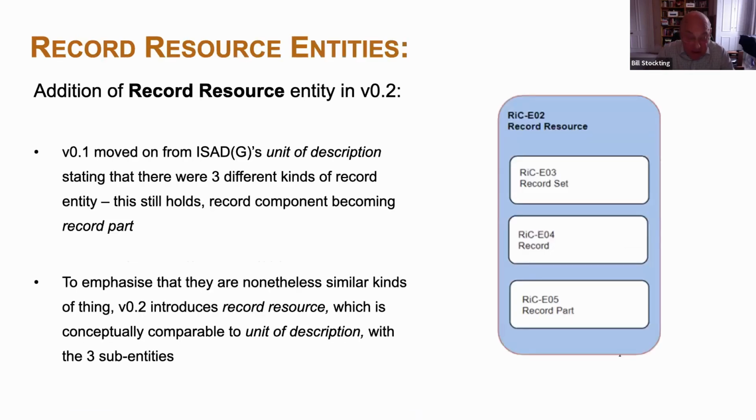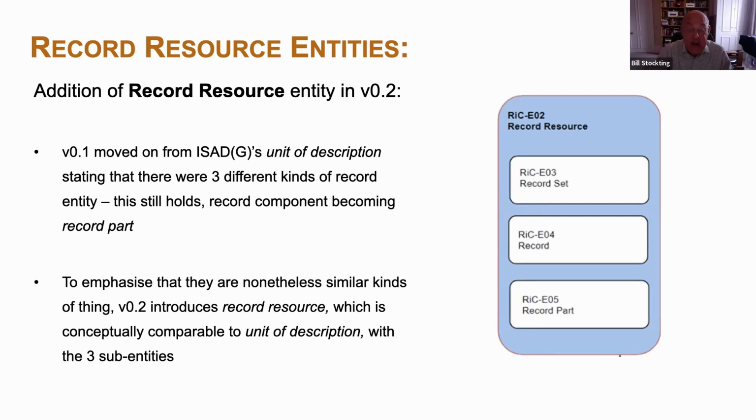Looking at the sub-entities at level 2, we begin then with the what. That is, the records and carriers that we need to describe. The first draft of the model moved on from ICA's singular unit of description by specifying that archival information objects do have very real differences, and these differences need to be reflected when they're being described.